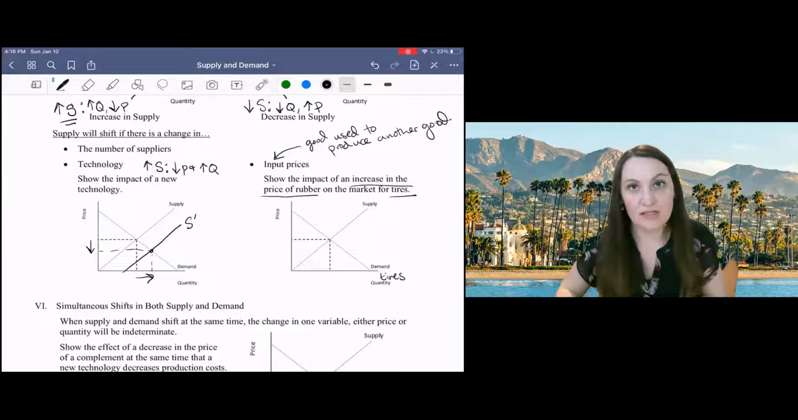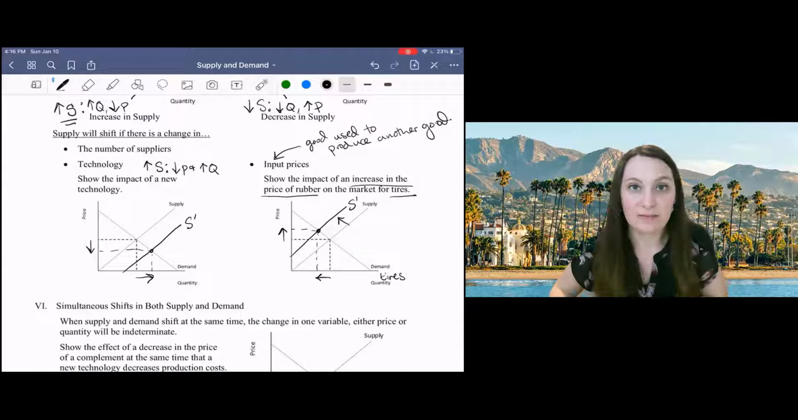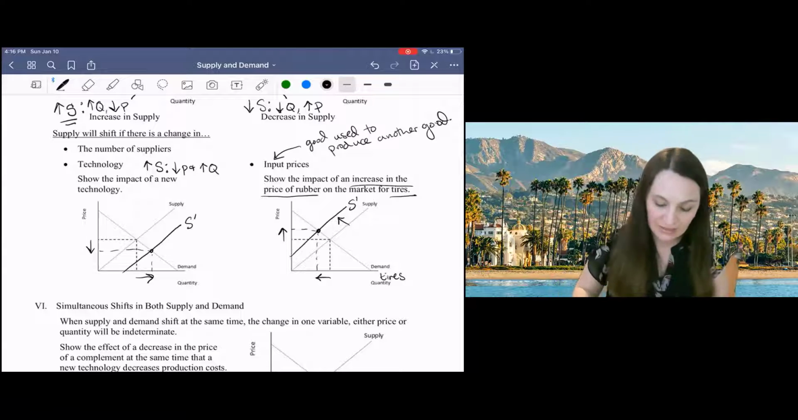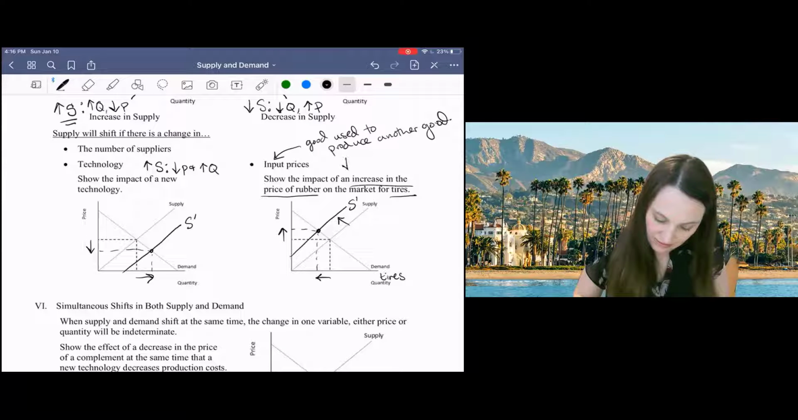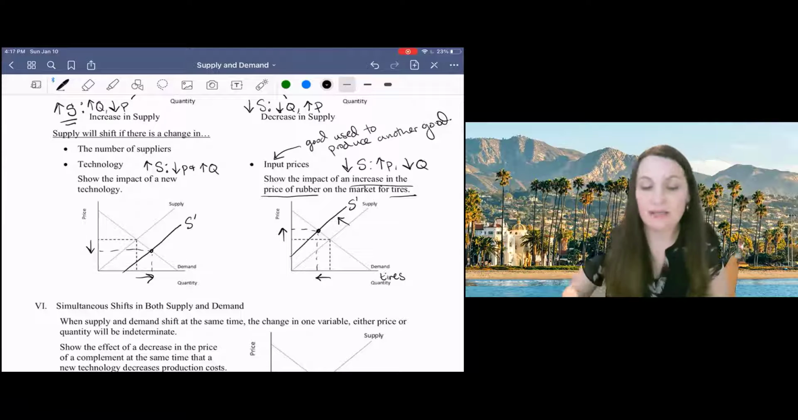Of course, this causes production to become more costly and less profitable, meaning that we will see a decrease in the supply curve or an inward shift in supply, leading to an increase in the price of tires and a decrease in their availability on the market. So a decrease in supply here leads to an increase in prices and a decrease in quantity.